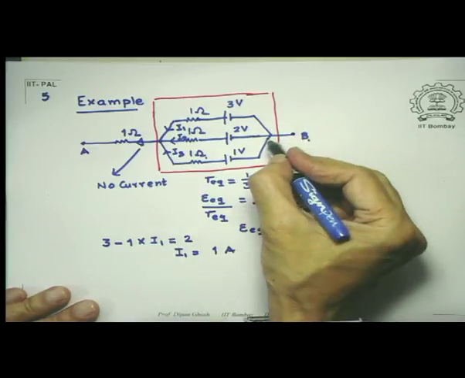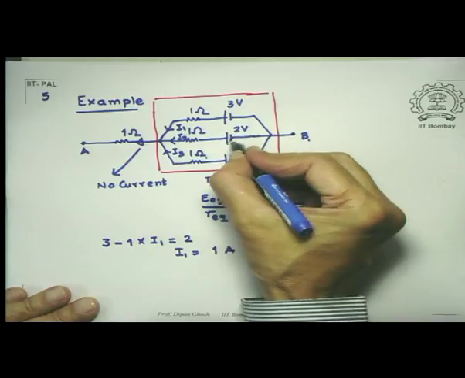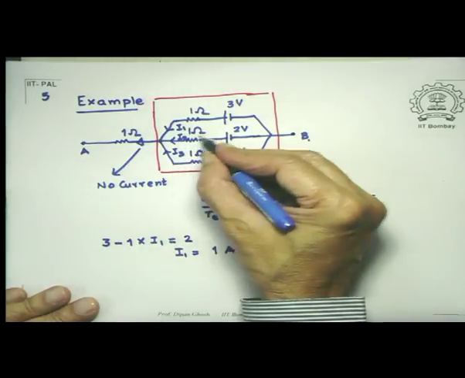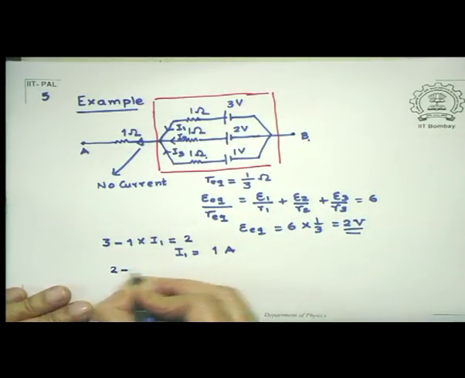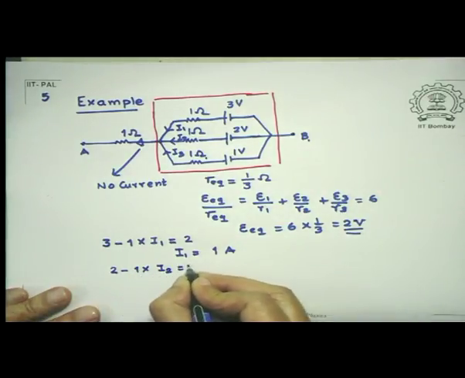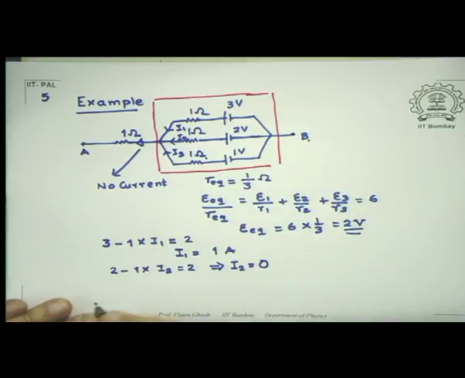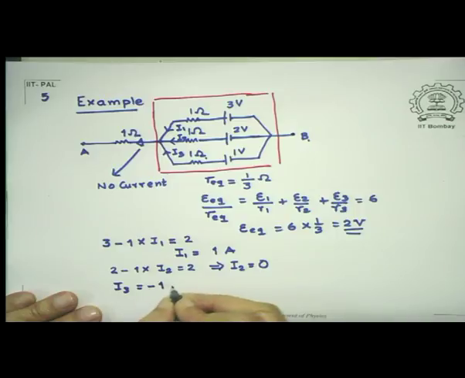Let's look at, supposing I went like this, because this is a parallel combination, I can go any way I like. So I pick up 2 volts minus I2 into 1. So 2 minus 1 into I2, that's equal to 2. So that gives me I2 equal to 0. If you did the same thing by the third branch, you will find I3 equal to minus 1 ampere. That is, the direction I have shown is opposite to what actually takes place.